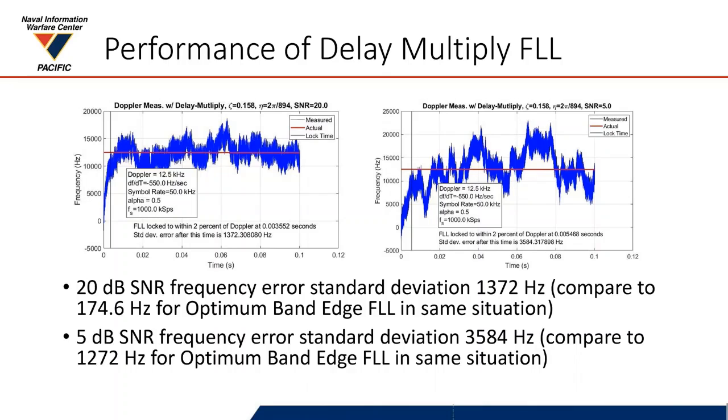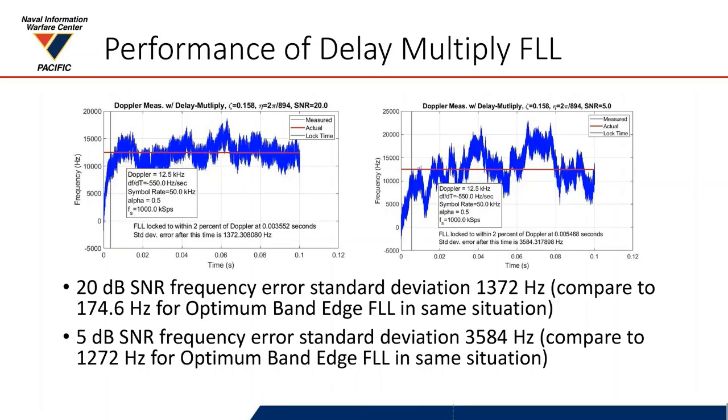Now we make a comparison to the performance of the delay multiply FLL in high and low SNR environments. The first thing we had to notice is that we had to change our damping factor and loop bandwidth parameters. They don't work quite the same in the delay multiply FLL as they did in the band edge, because the band edge was operating with an error term related to an energy difference. And in this case, the error term is an actual direct measurement of what a frequency is.